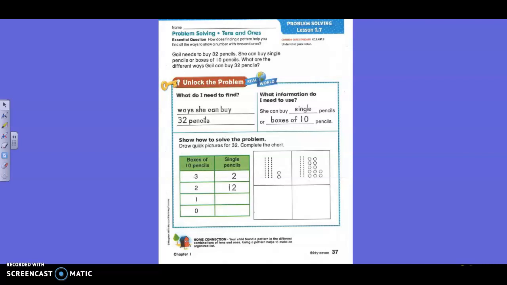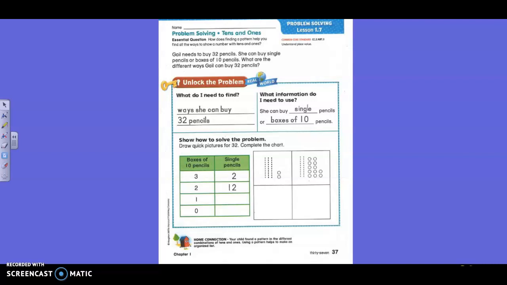Whenever it asks you that question, boys and girls, it's basically the question. Okay? What do you need to find? You need to find different ways Gail can buy 32 pencils. So they didn't put Gail, they said she instead. But it already has it on there for you. Ways she can buy 32 pencils.